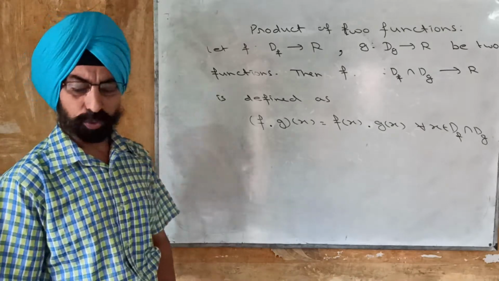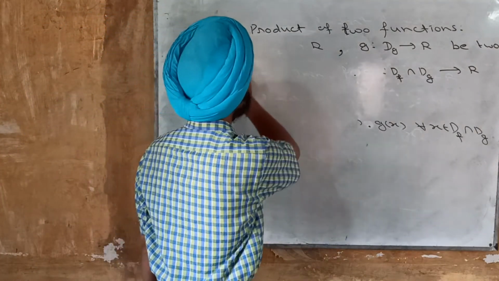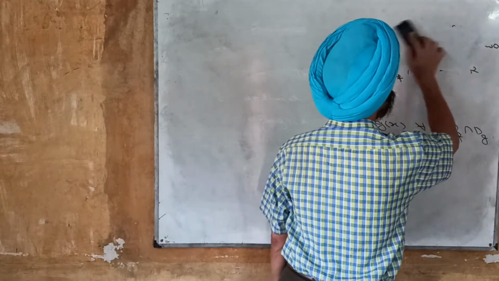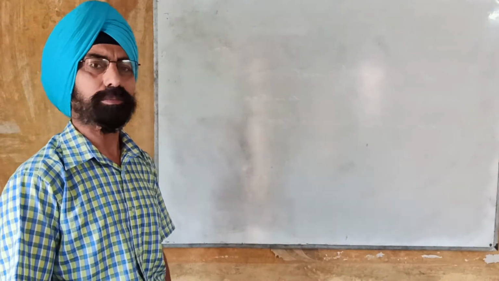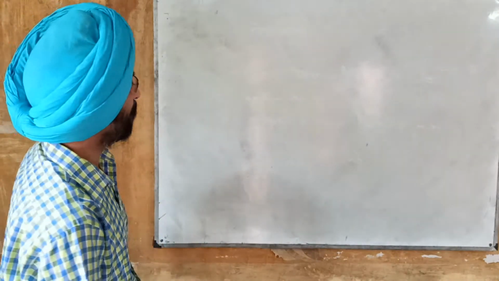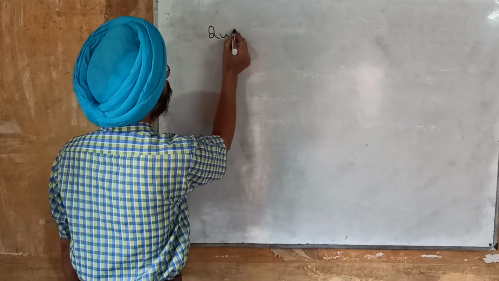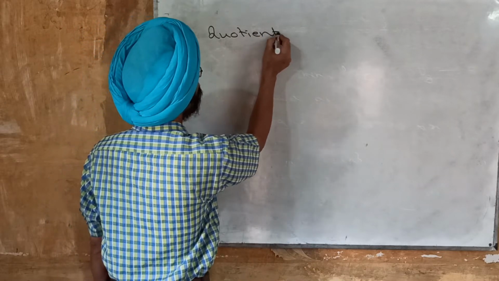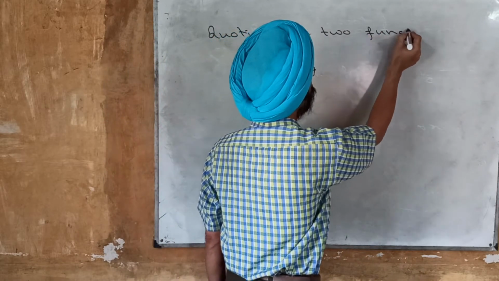Now we move on to the fourth one, that is the quotient of two functions, which is a little bit different, not too much, but there will be a point where it differs from addition, subtraction and product, that means multiplication. So now it is the quotient of two functions.